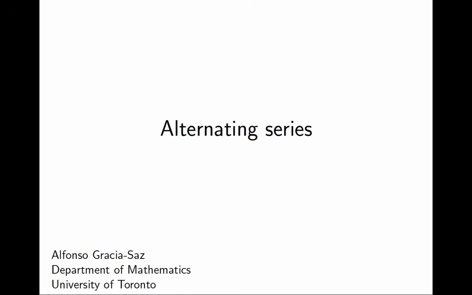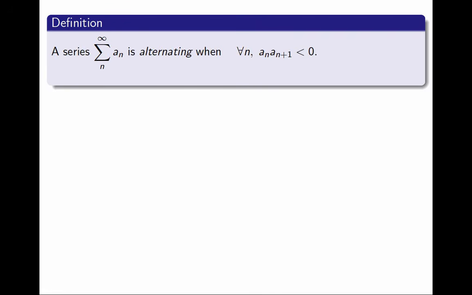First, the definition. A series, an infinite sum, is alternating when every term times the next term is negative. What this simply means is that if a term is positive, then the next term is negative. And if a term is negative, then the next term is positive. So the terms I am adding alternate between being positive and negative. It doesn't matter which one I start at.